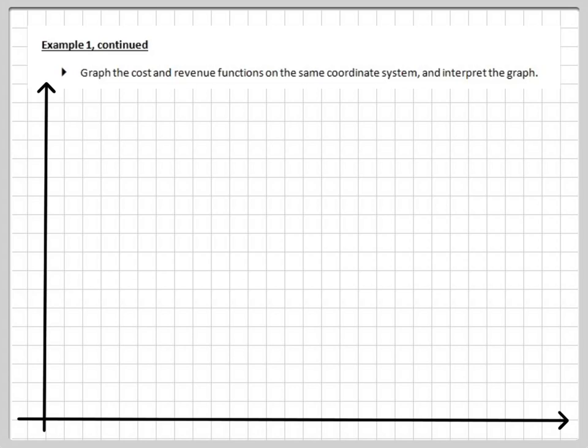And notice that for profit and cost, we're just talking about positive amounts of products being sold, positive cost, positive revenue. So we don't need any of the other quadrants other than the one in which all of the variables and values are positive. So that's why we only have one quadrant here. So we have two functions to graph. We have cost, which was 20x plus 100. And we have revenue, which was 24x.